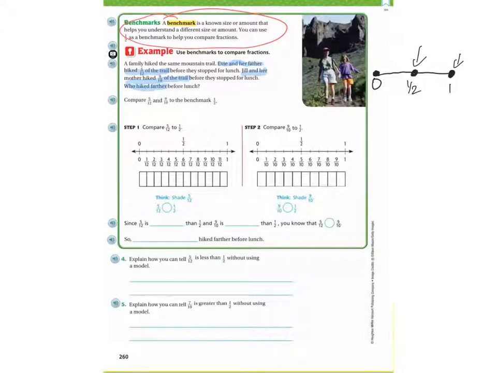Who hiked further? They both stopped before lunch, right? So the first thing you're going to do is compare 5/12 and 9/10, which is weird, right? If I said I did 5/12 of something, you may not understand what that means. So that's why we're going to compare 5/12 to 1/2.